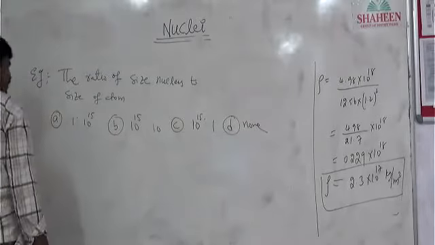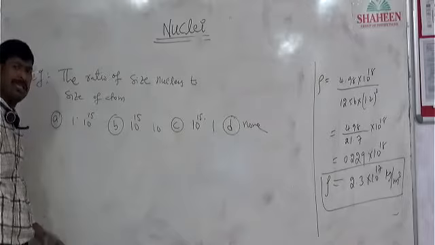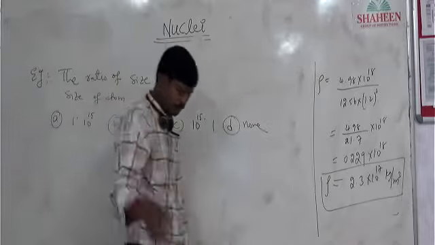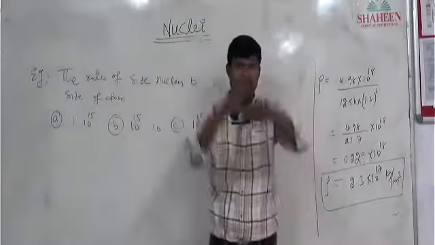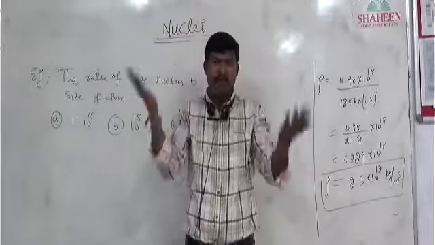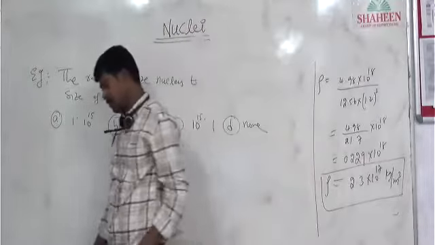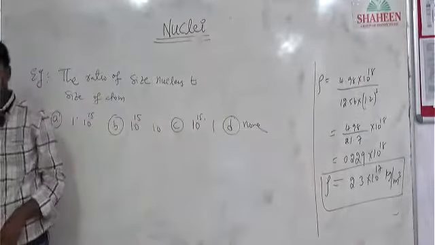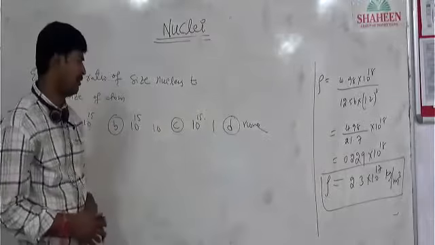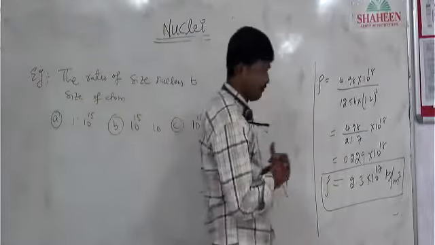Calculate. Simple. Size of nucleus to size of atom. Size means volume. Size means how much bigger, how much smaller, size means volume. Indirectly, the ratio of volume of nucleus to volume of atom. Indirectly.